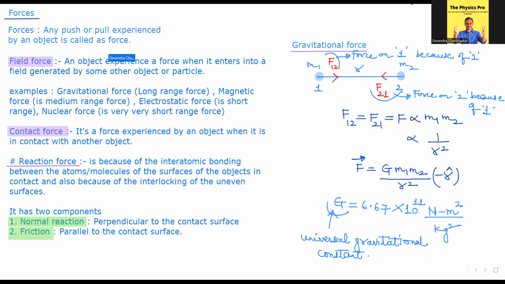Sir, in the gravity formula, what is the N? So I'm just writing the gravitational force formula. Sir, in the formula, what does the N stand for? Sir, G equals 6.67 into 10 to the power minus 11 N m square per kilogram square. Newton meter square per kilogram. Okay, sir.